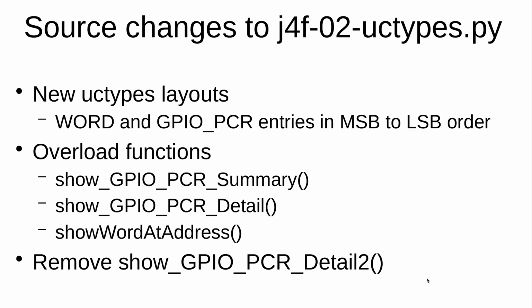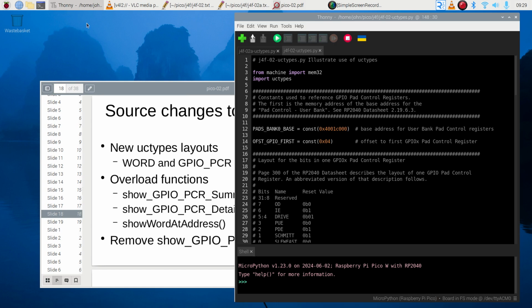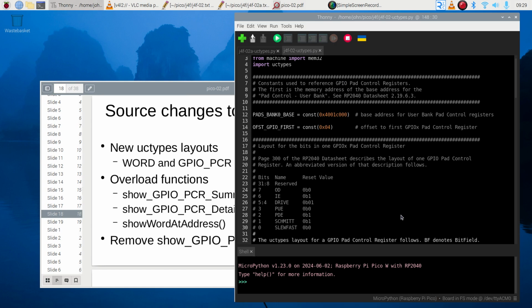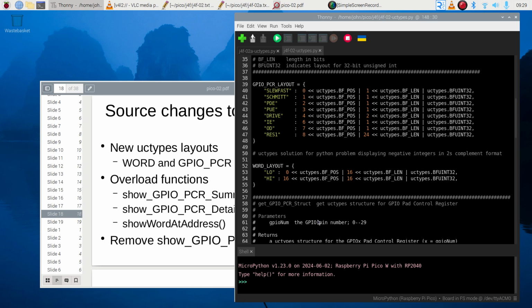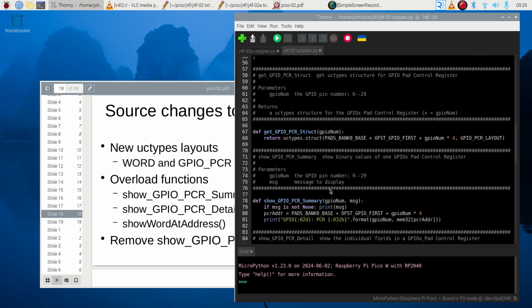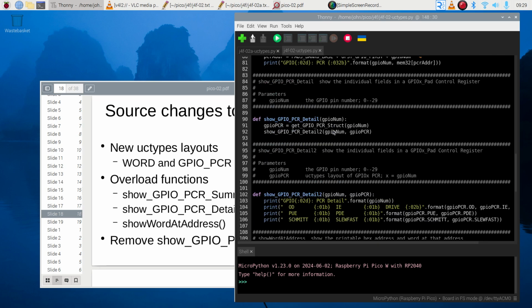So these are the source changes we're going to make, but let's look at the source to see what's going on. This was the original program, and what I'm talking about here was the GPIO PCR layout, word layout. And when we did the detail, there were two ways to call detail, and I did not know about how the overload was done, so I had to have a second version of detail.